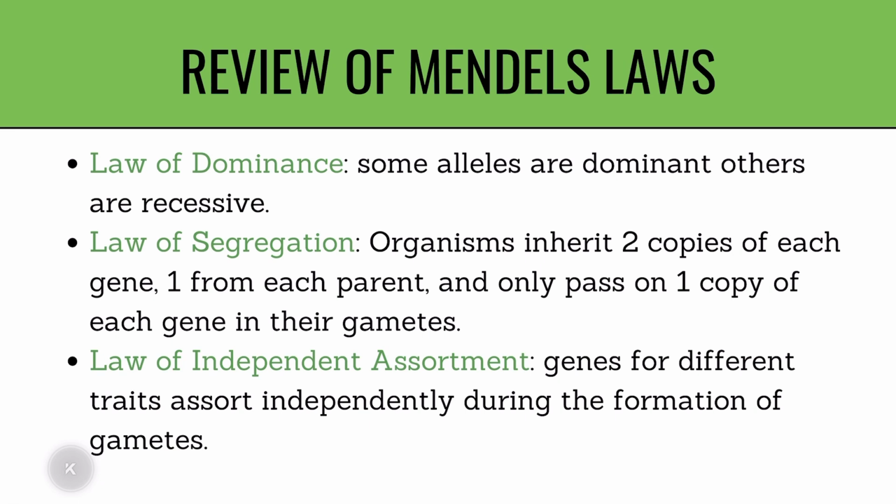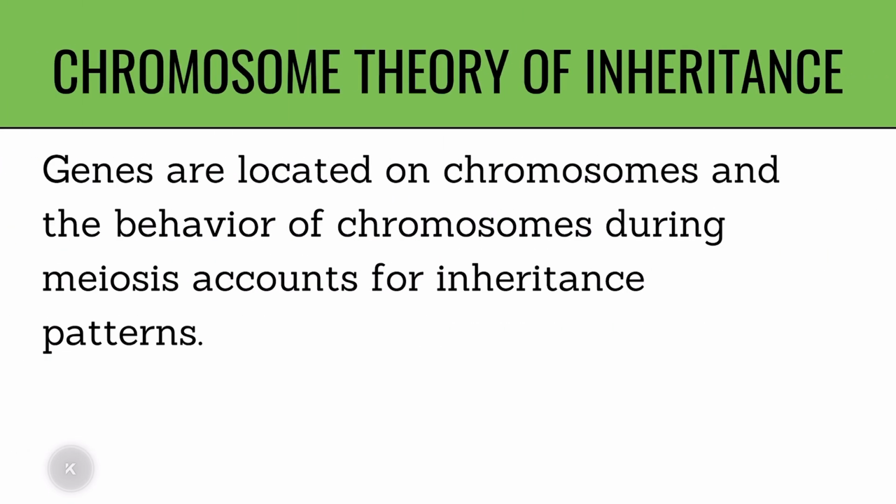And then the law of independent assortment, which is saying that genes for different traits are going to assort or assemble differently and independently of each other when your gametes are forming. So you don't have to give the same combination of genes or alleles in each one of your gametes, your sperm or your eggs. So what this boils down to is the chromosome theory of inheritance. We know genes are located on chromosomes, and the behavior of chromosomes during meiosis accounts for a lot of your inheritance patterns.